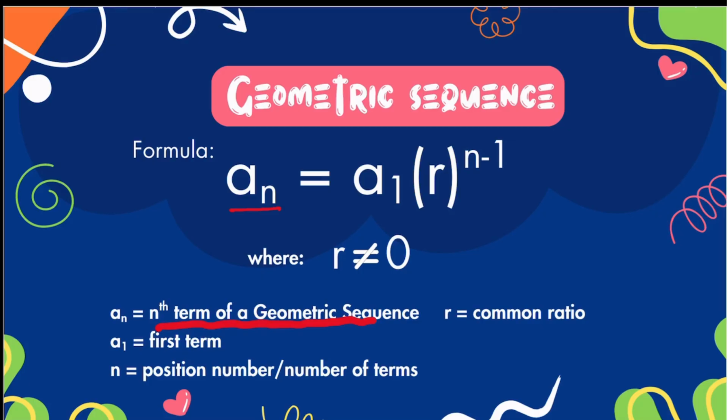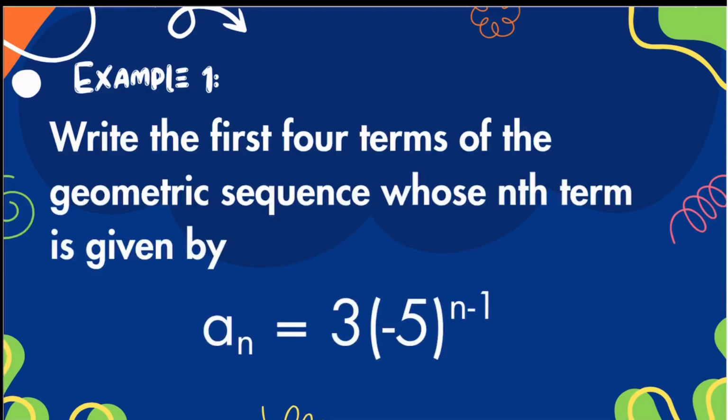Okay? So, a sub 1 is the first term. N is the position number or the number of terms kung hanggang saan yung pinapakuha sa atin or pinapasolve. And r is the common ratio. So, alam na natin kung paano kunin ang common ratio. Okay? Let's have now example number 1.